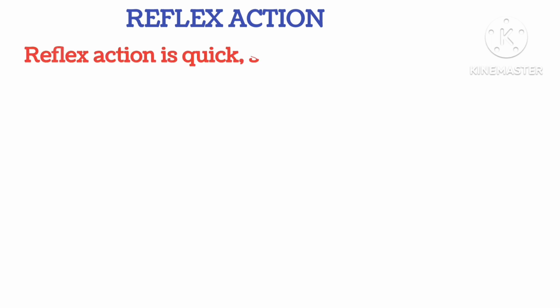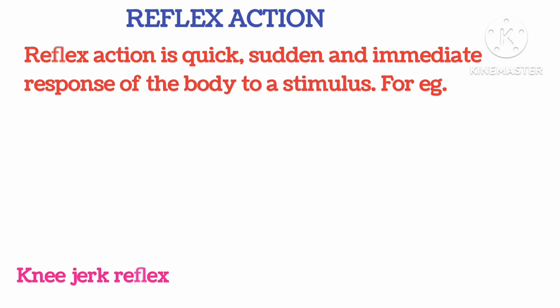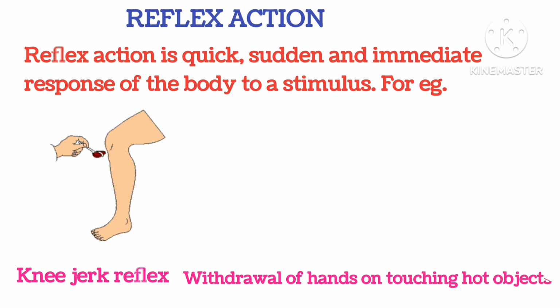Reflex action. Reflex action is quick, sudden and immediate response of the body to a stimuli. For example, knee jerk reflex, as you can see in this diagram, and withdrawal of hands on touching hot objects.